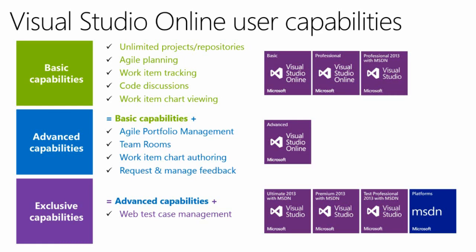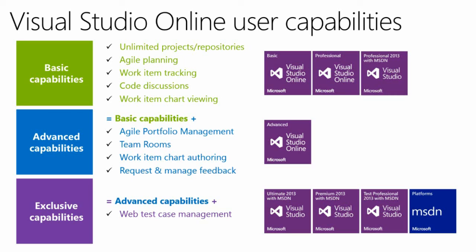Now, we have one plan that gives you some advanced capabilities on top of the basic capabilities. You think about agile portfolio management, team rooms, work item chart authoring, and requesting and managing stakeholder feedback. And that's available with the Visual Studio Online Advanced Plan.